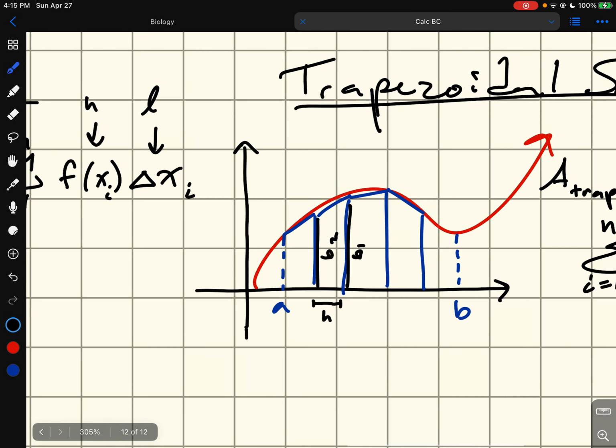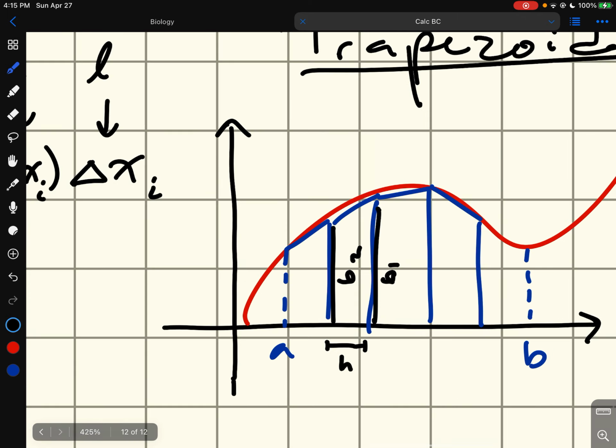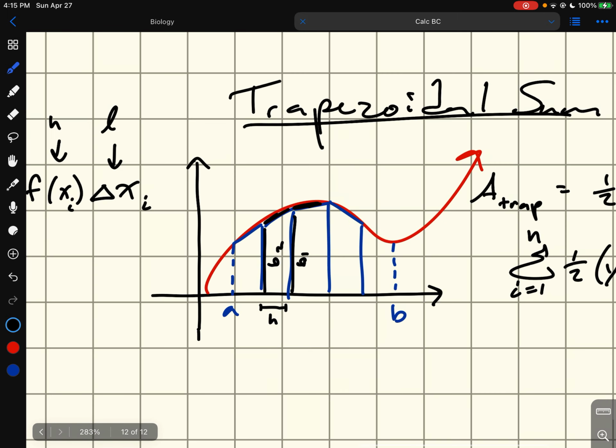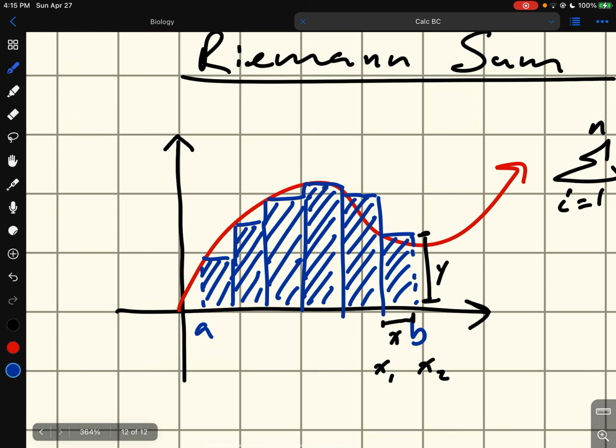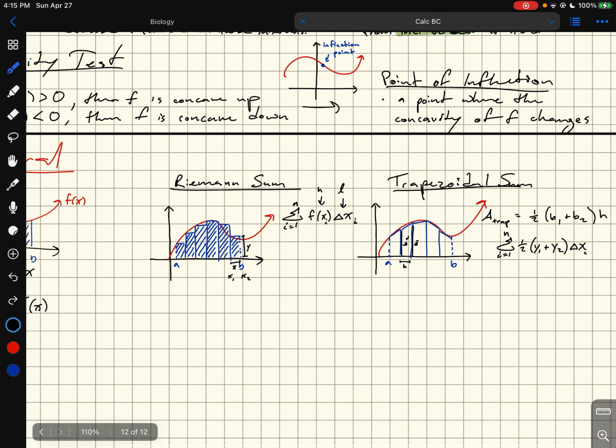Okay, so you see how trapezoidal sum is a much better estimate, because we only have this little bit of space now that we're missing from our estimate. Whereas, oh, I took this off by accident. Whereas over here, we have all this space that we're missing from our estimate. So trapezoidal sum, very nice. Okay. Next.